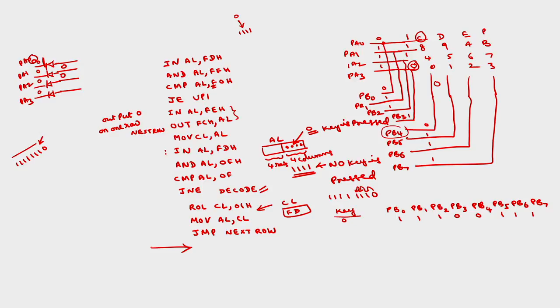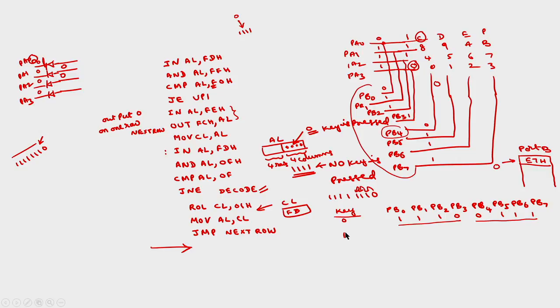In port B, we are going to take this 8 bit data. In port B, if I receive this code as E7H, it means key 0 is pressed. This corresponds to key press 0.